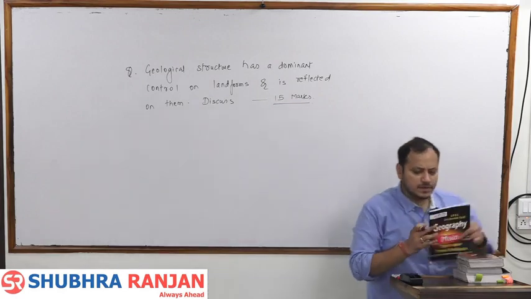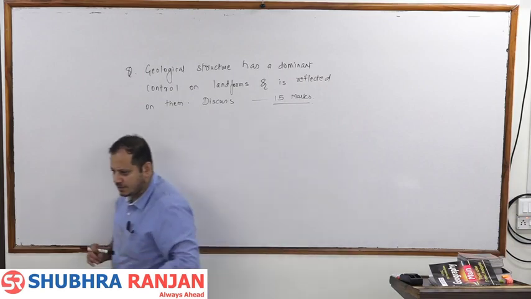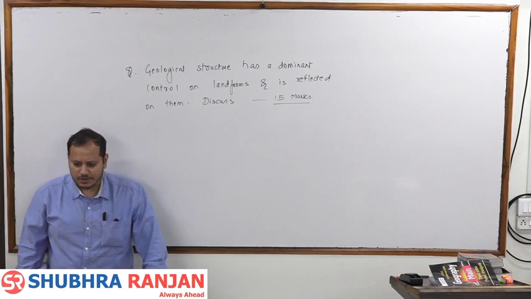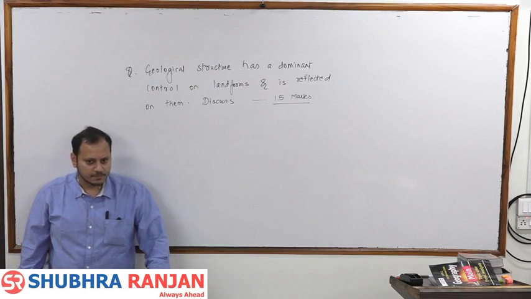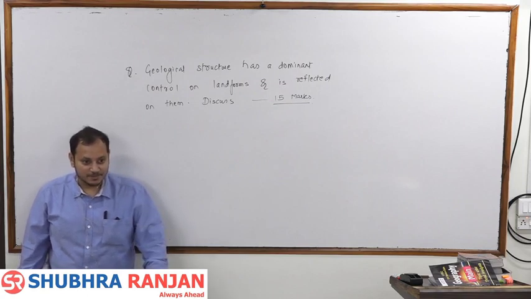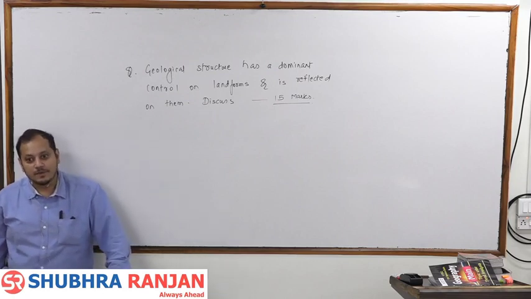So this was one question in the 2016 paper. How will you approach this question? We have done it yesterday. A geological structure is dominant on the landform and it is reflected in them. How do we approach? It is talking about structure, not the Davisian theory of time. So whose law is this? Thornbury. So how will the introduction be?